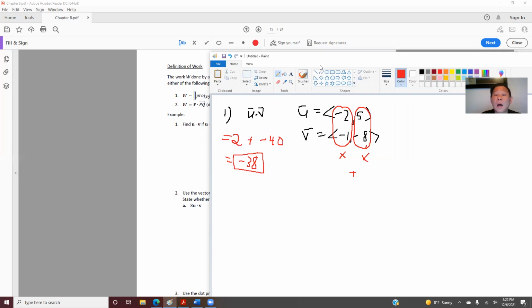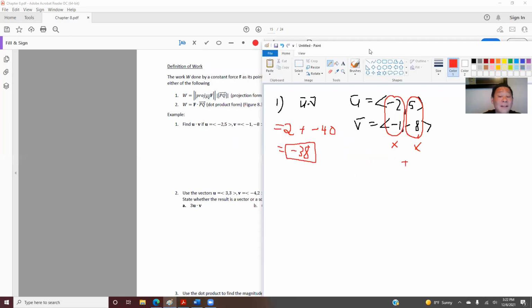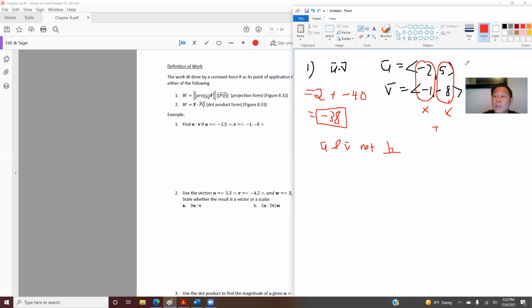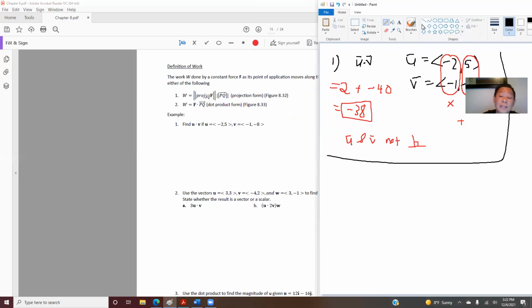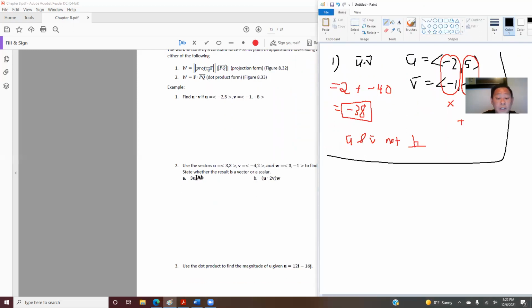In order for us to make it orthogonal, this dot product has to be 0. But since you found this is -38, you can say that vector u and vector v are not orthogonal. Again, orthogonal means perpendicular, means it forms 90 degrees. We can apply the same rules like what you did in the last section on the dot product.